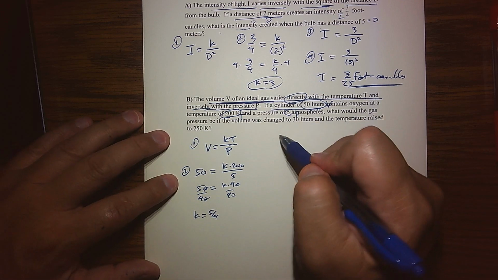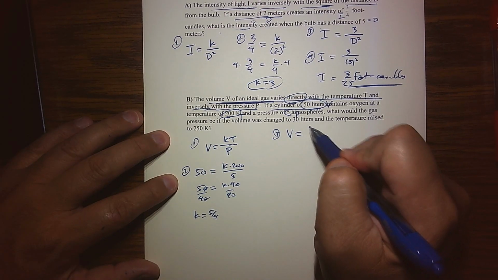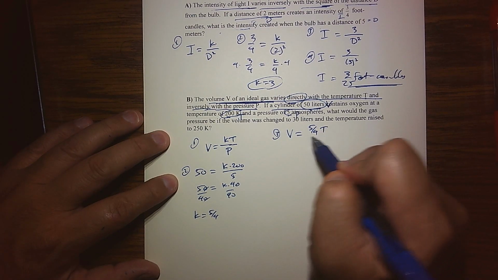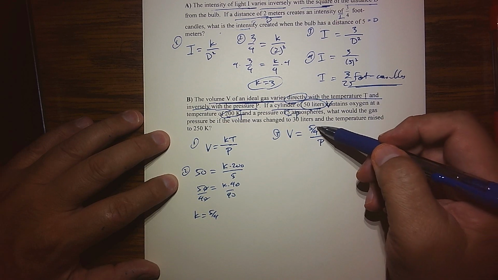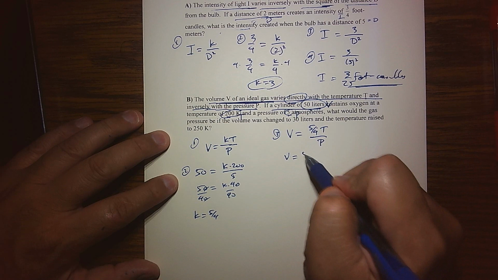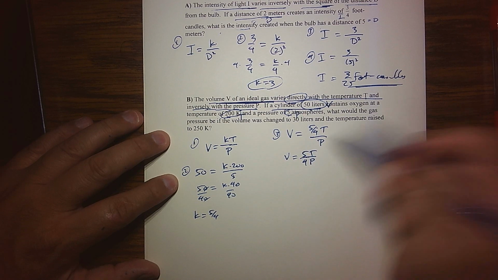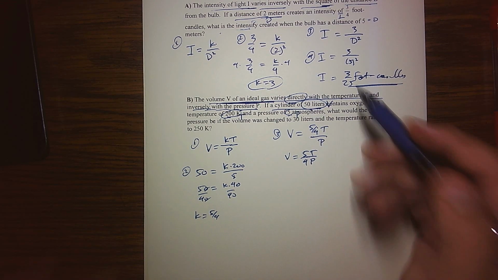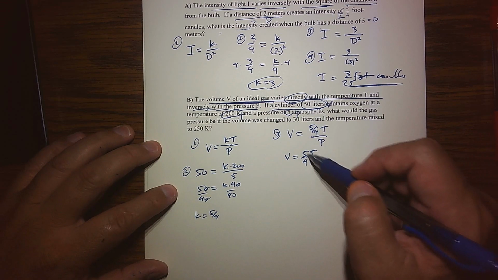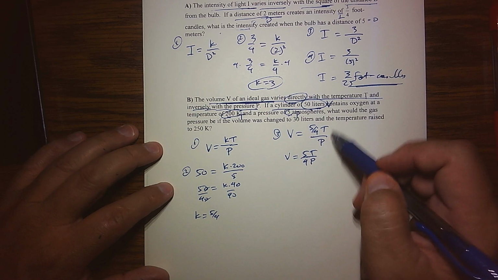Alrighty, so our relationship then, part 3, our volume is 5/4 times T all over P. This fraction can be written like that if you want, or you can do whatever you want. But 5/4 times T is the same thing as 5/4 times T over P. And so whatever rocks your world.